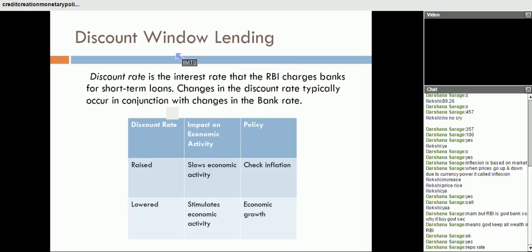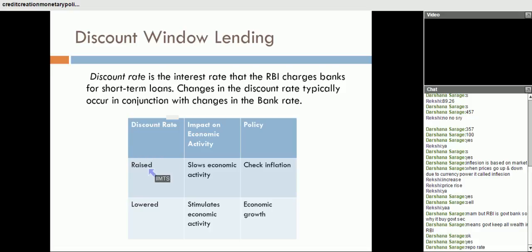Now the next is discount window lending. That was about the open market operations. Open market operations is nothing but when the central bank of the country resorts to selling or buying of securities in the market. Now the discount rate is the interest rate that the RBI charges the banks for short-term loans. Changes in the discount rate typically occur in conjunction with changes in the bank rate. All this is important when we hear the budget. People have all their eyes placed on this only.